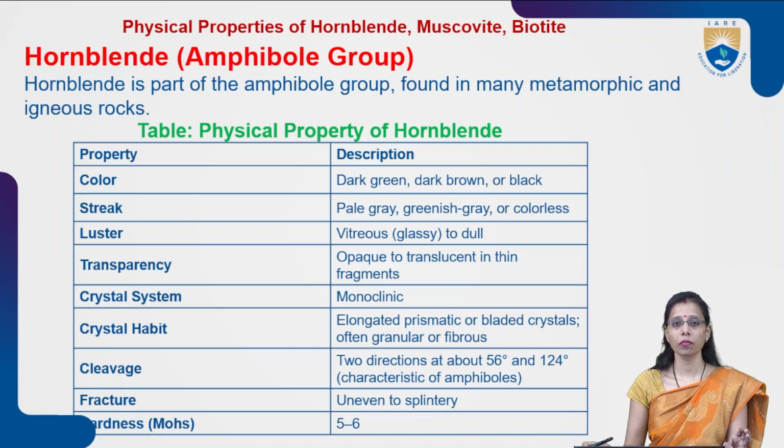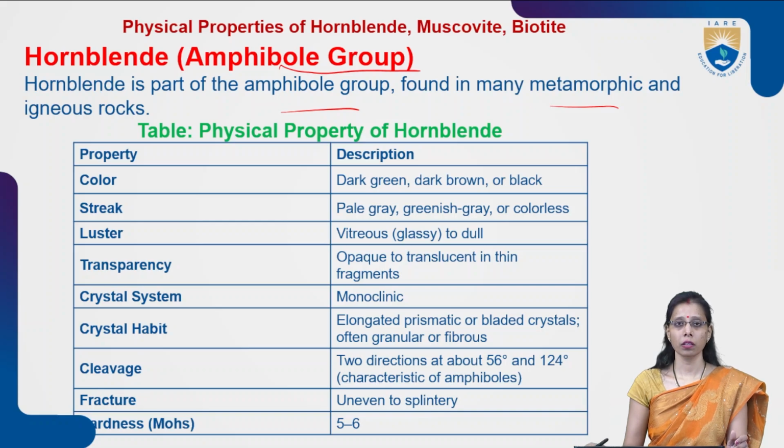Hornblende is a kind of mineral which comes in the amphibole group. It's an amphibole group where this kind of mineral occurs, and hornblende is a part of the amphibole group and is found in many metamorphic and igneous rocks. So basically this mineral we just find in metamorphic rocks and igneous rocks.